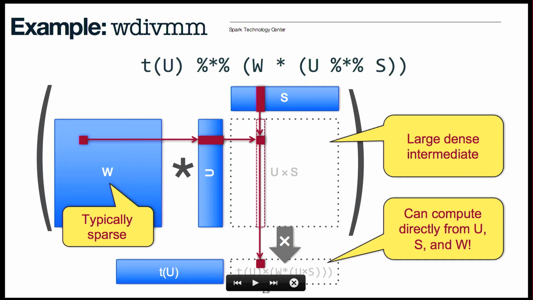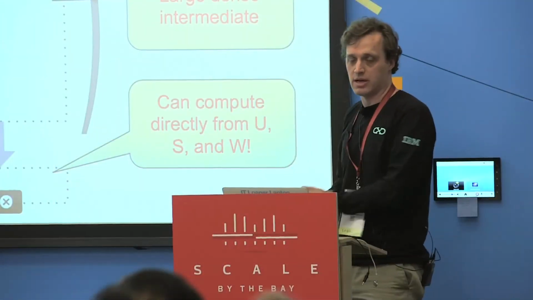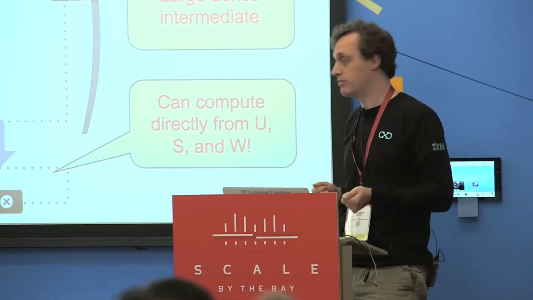So this is typically orders of magnitude larger than any other data structure in this algorithm. Basically, you're going to fail even on trivial data sizes. However, you can do this entire operation in a single pass without materializing that intermediate if you have a fused kernel that does this entire expression in one pass.